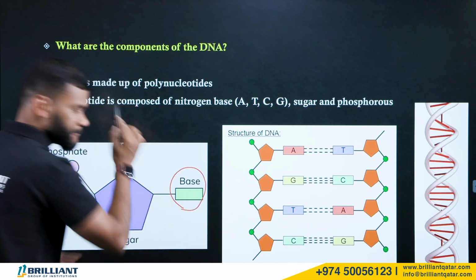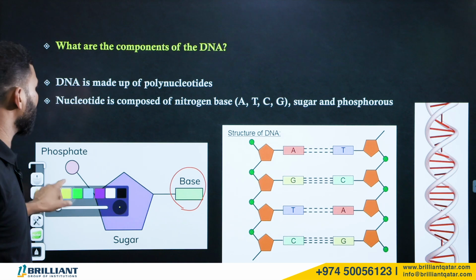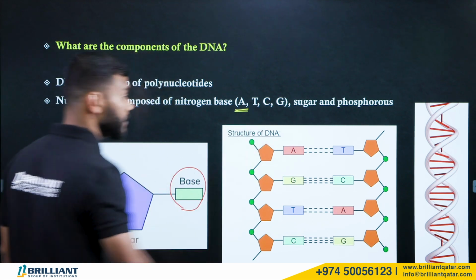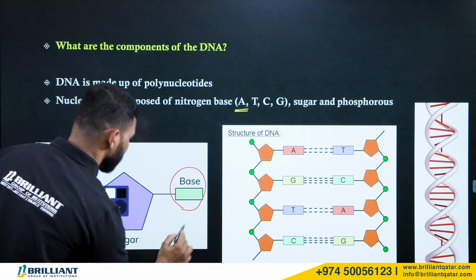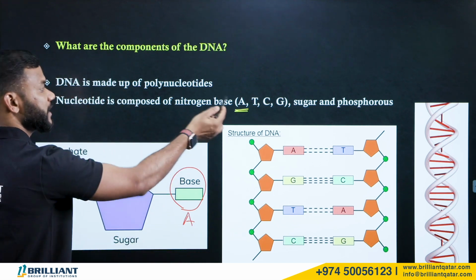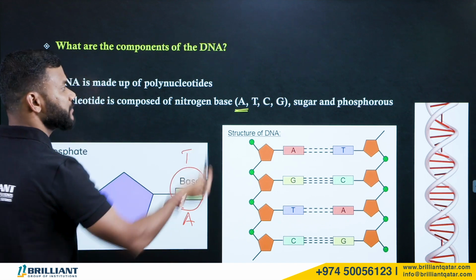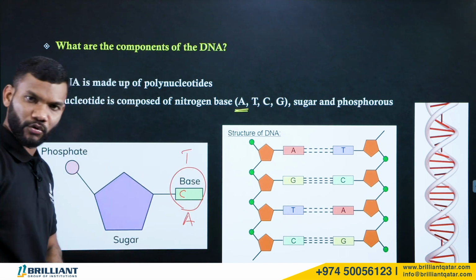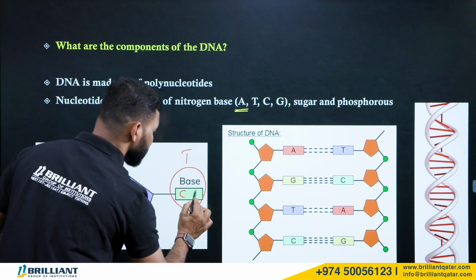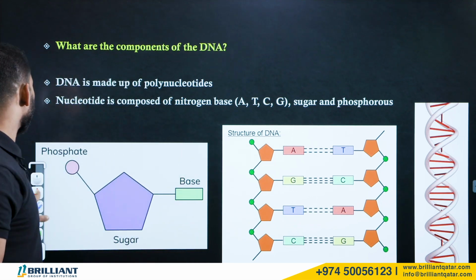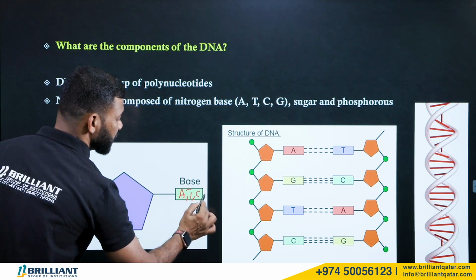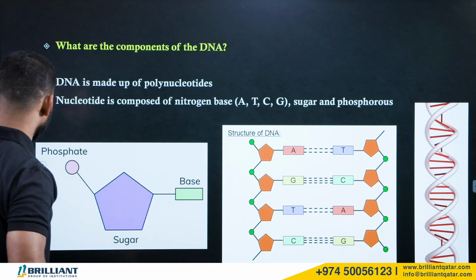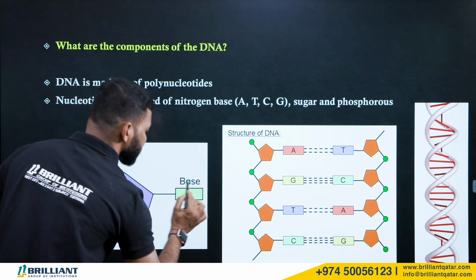This is the nitrogen base. Now, nitrogen base means what are there? Sometimes the nitrogen base can be A, which is adenine. Sometimes the base can be T, thymine. Sometimes the base can be C, cytosine. Sometimes the base can be G, and that is guanine. So the base can change. It can be A, T, C, or G, any one. Here, suppose the base is A, adenine.